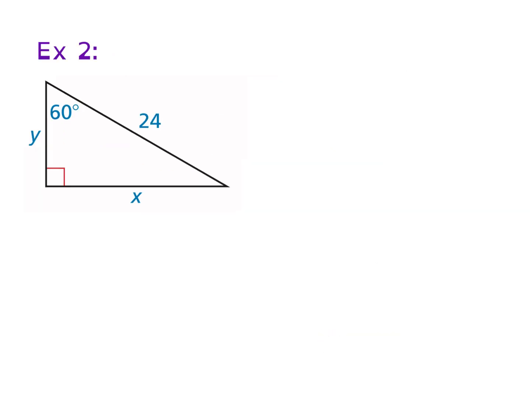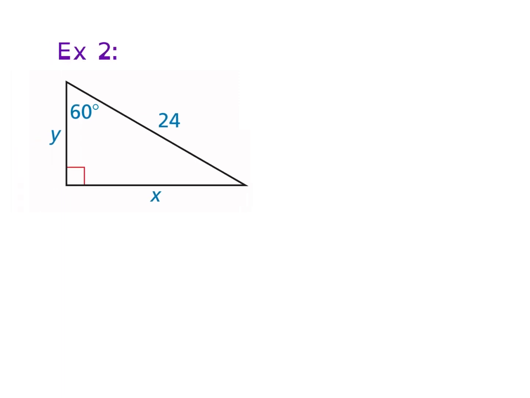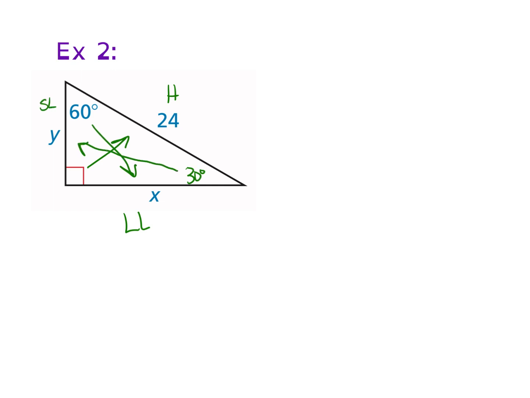All right. Example 2. Go ahead and label it. So across from the 60 is my long leg. Across from the 90 is my hypotenuse. And if that's the 60 and the 90, this has got to be a 30. And across from it is my short leg. Okay. So I need to find x and y. Okay. So one thing we could say is let's find x first.